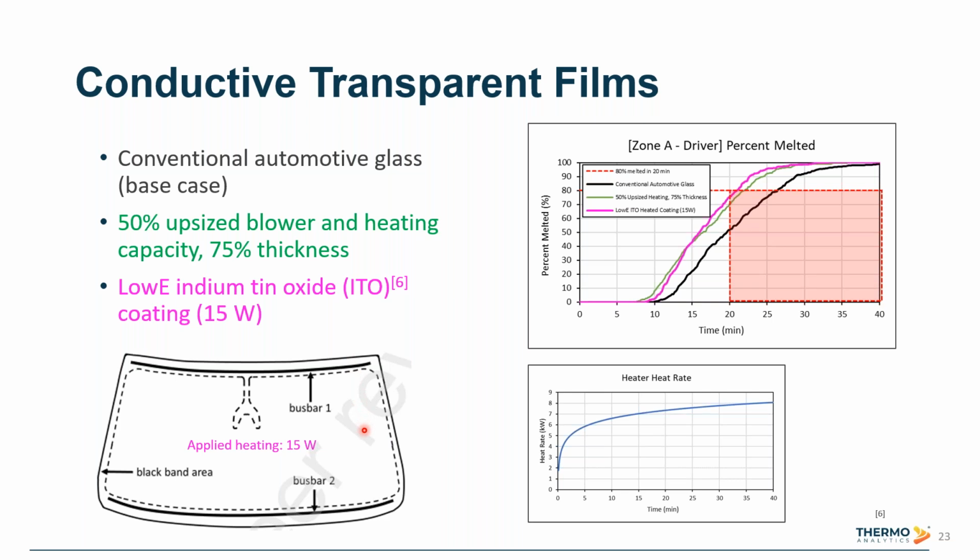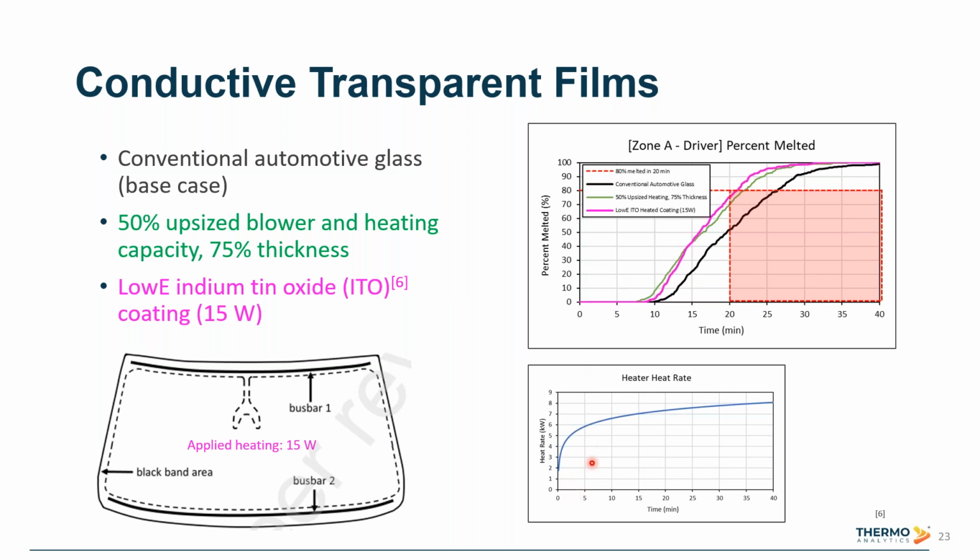In this windshield, the bus bars distribute current across the film, applying a heat rate to the interior layer of the windshield. So on the right, plotted in pink, is this ITO coating applied on the interior with 15 watts of heating power. And you can see even with just 15 watts, this actually outperforms the previous best case that had 50% upsized blower and heating capacity.